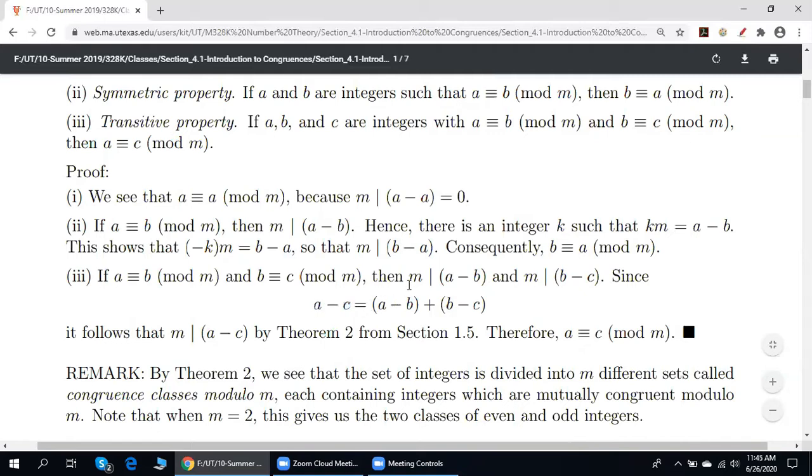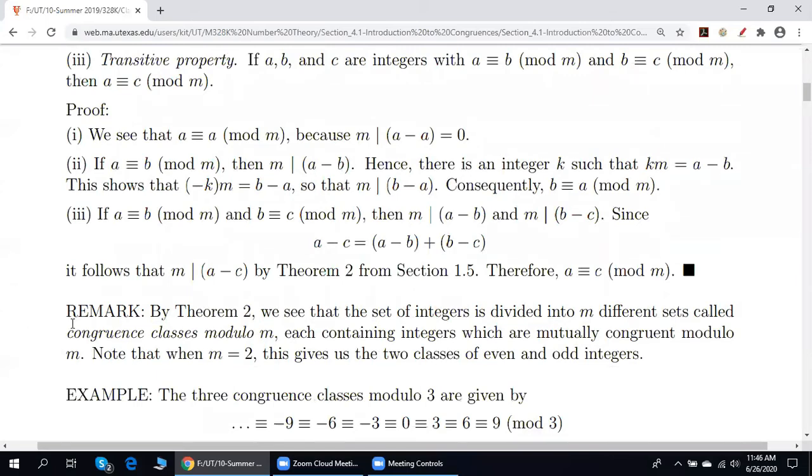And now, m divides this according to what is written here. m divides this according to what is written here. Therefore, by Theorem 2 from section 1.5, m divides the whole thing. Lastly, since this is equal to this, m divides a minus c. It's exactly what is written here, which means a is congruent to c modulo m.